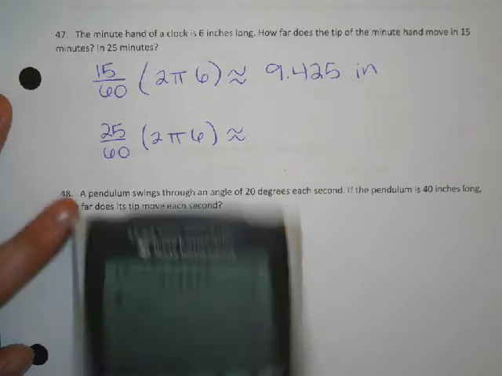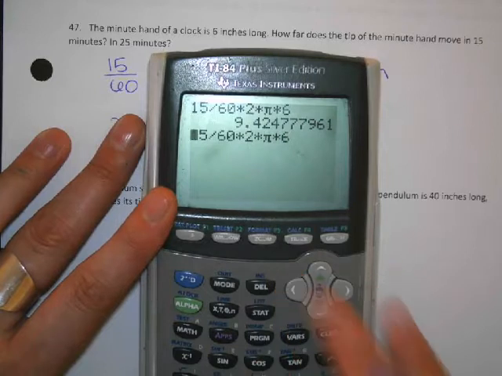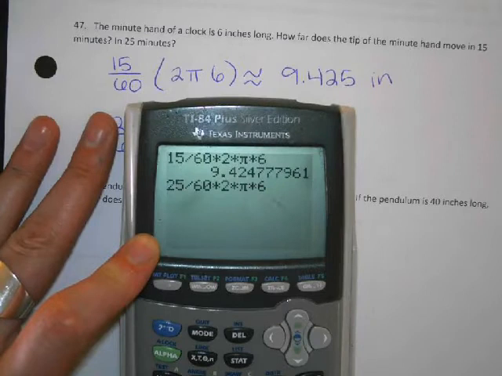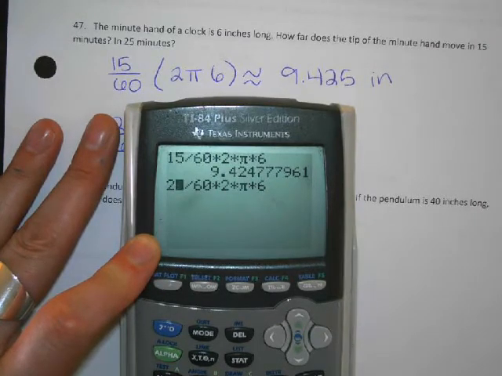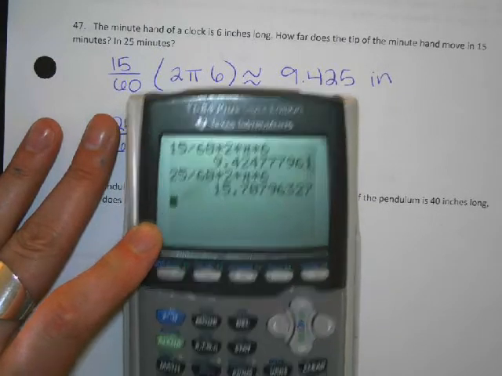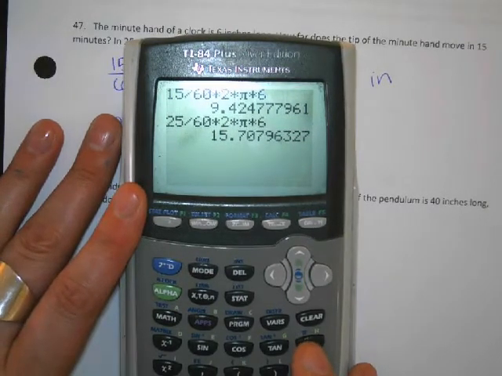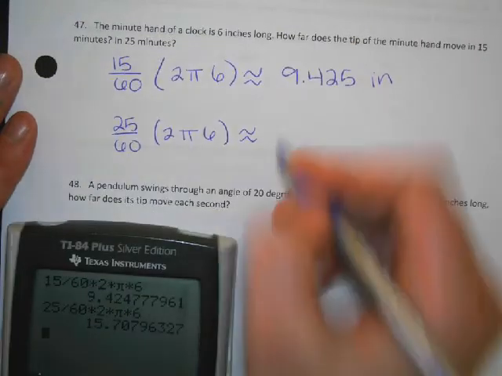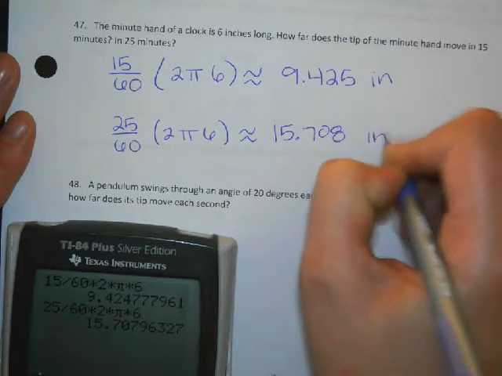All right. And then we're going to go ahead and do the same thing. I'm going to type it in again, but this time I'm going to do 25. Say it again. 12 times 15, maybe, yeah, sounds about right. That's what I got, because I didn't get multiplied. Right. That's fine. All right, if we do the second one, we get 15.708 inches.